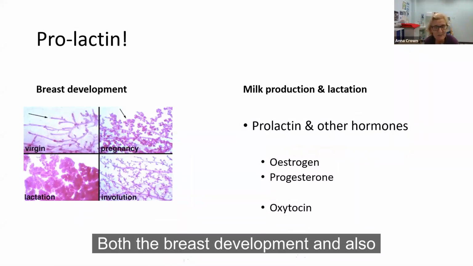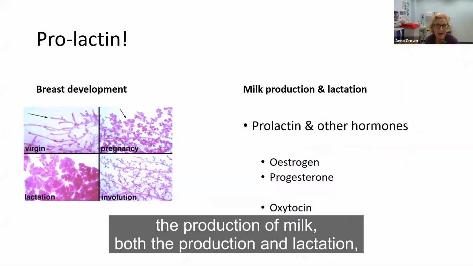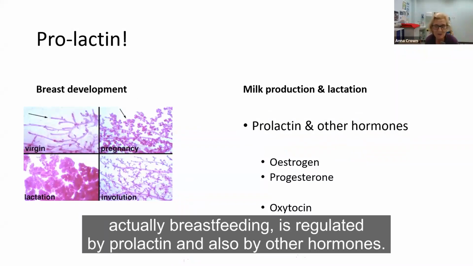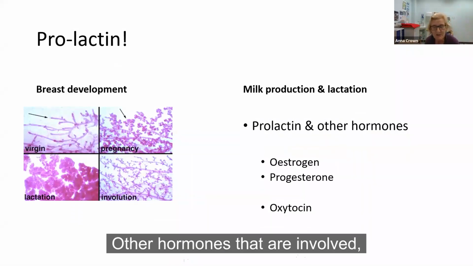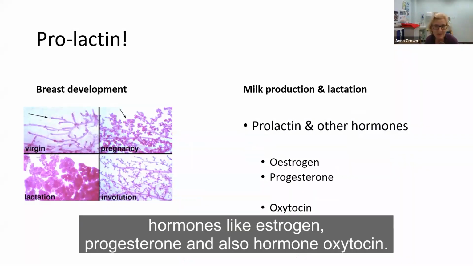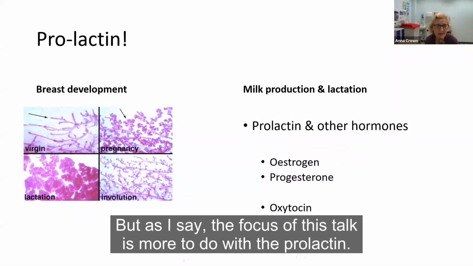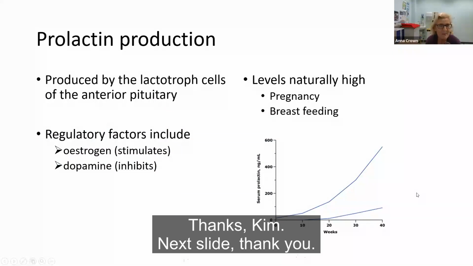Both the breast development and the production of milk, and lactation, breastfeeding, are regulated by prolactin and also by other hormones. Other hormones that are involved include estrogen, progesterone, and also the hormone oxytocin. But as I say, the focus of this talk is more to do with prolactin. Thanks, Kim. Next slide. Thank you.